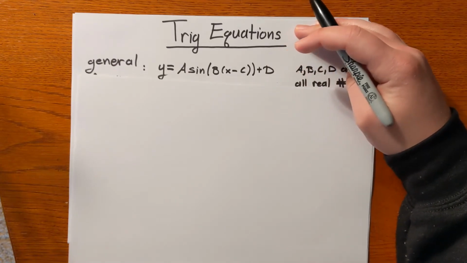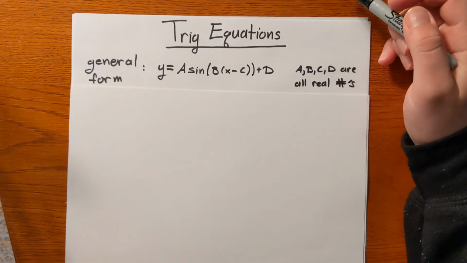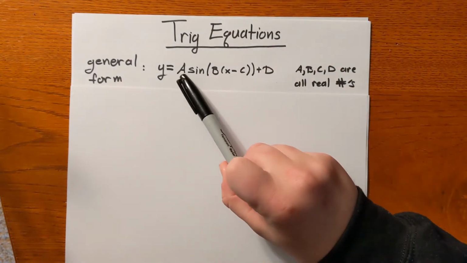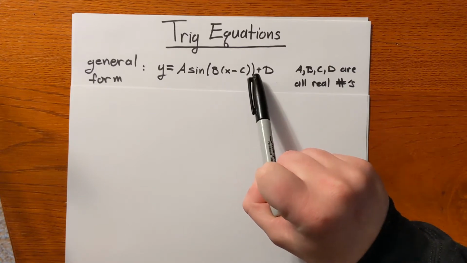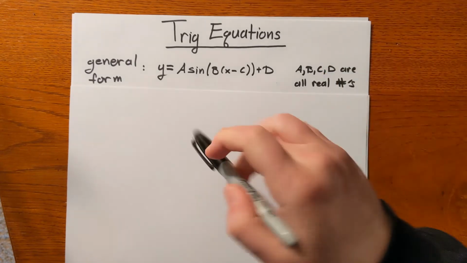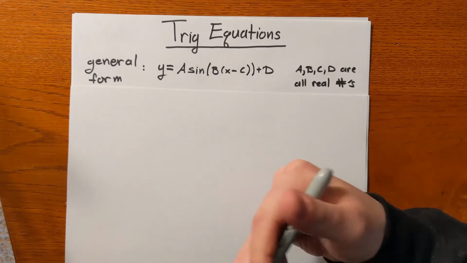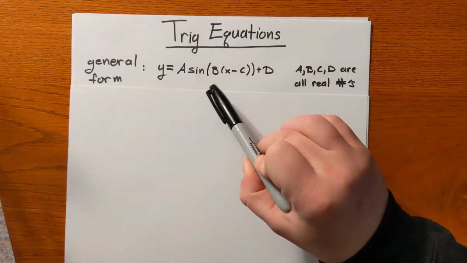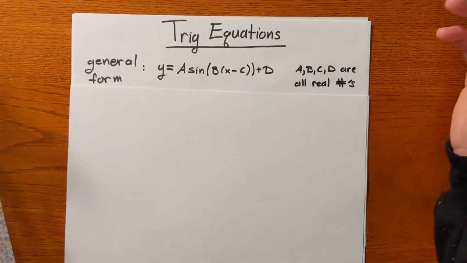So we're starting here with the most general form possible for one of these trig equations. Our general form is y equals a times sine of b of x minus c, plus d. So a, b, c, and d are all just real numbers. These are just placeholders that I'm putting in there to show you where these different parts go in the equation. So a is multiplied out here, d is added at the end, b is multiplied inside the sine, and c gets subtracted from x before anything else.